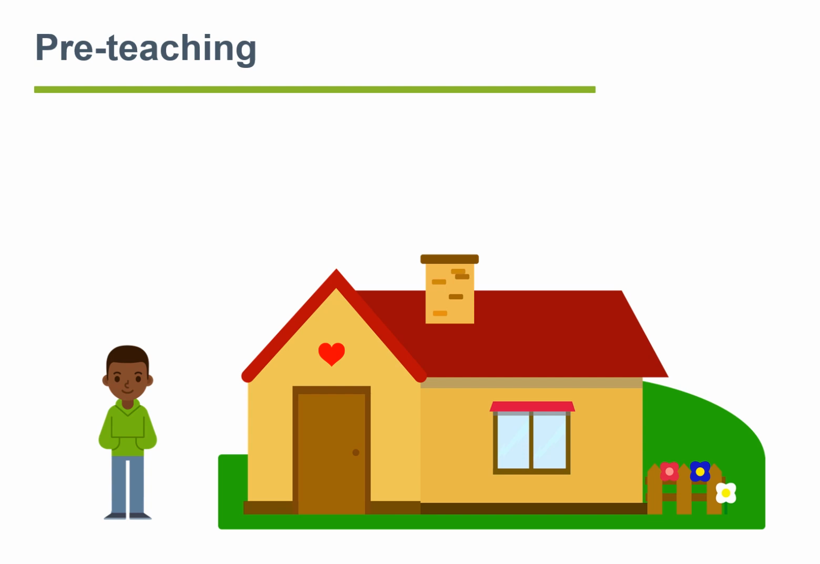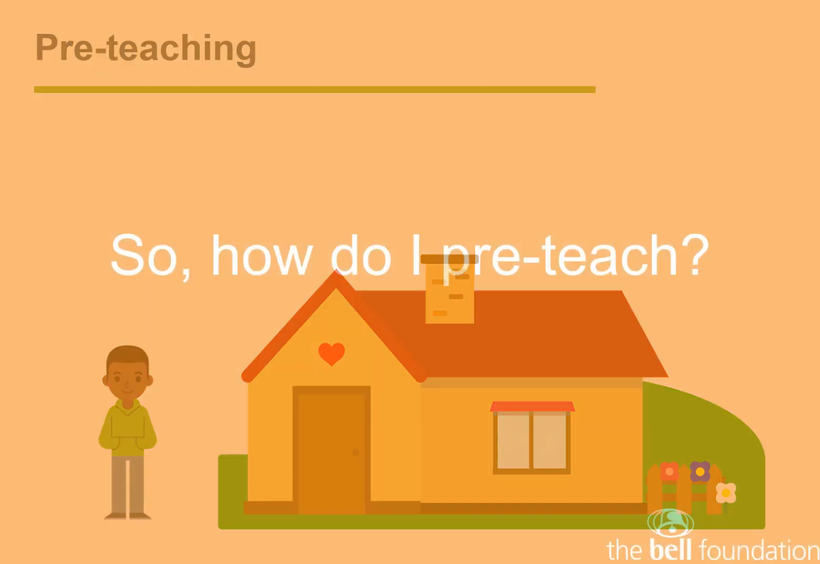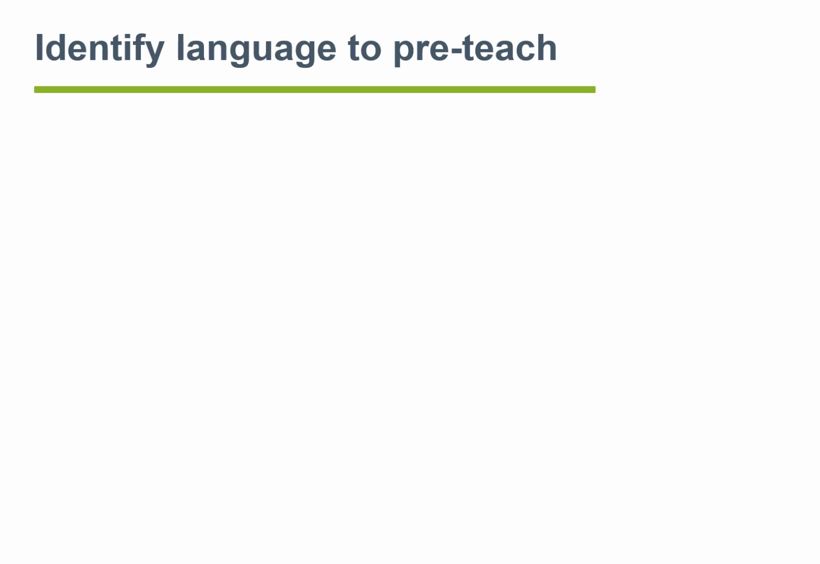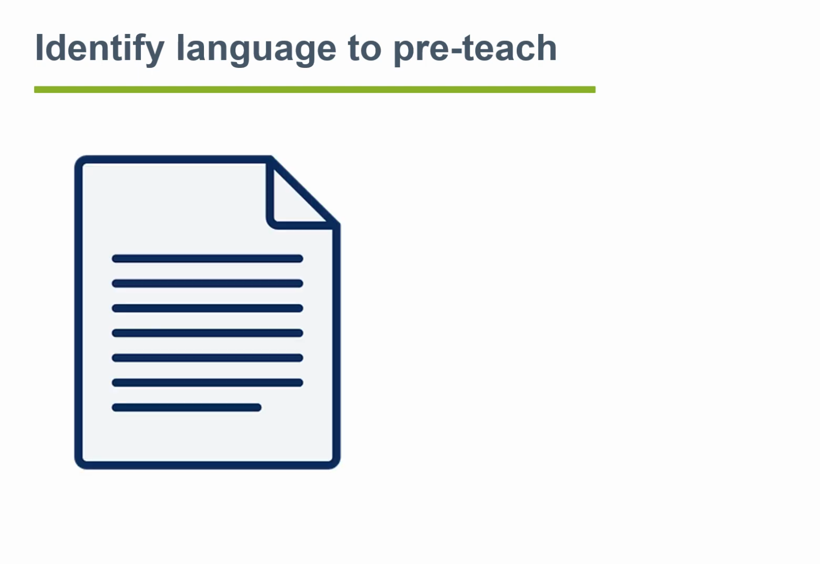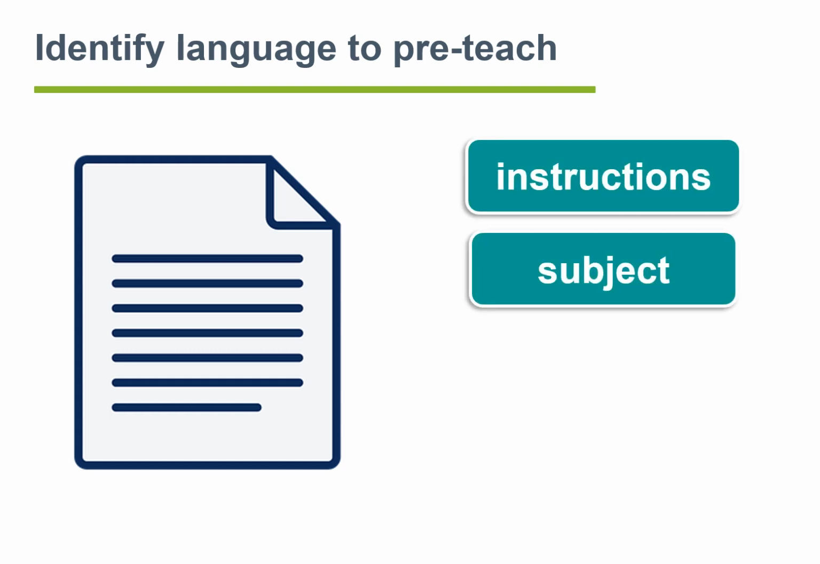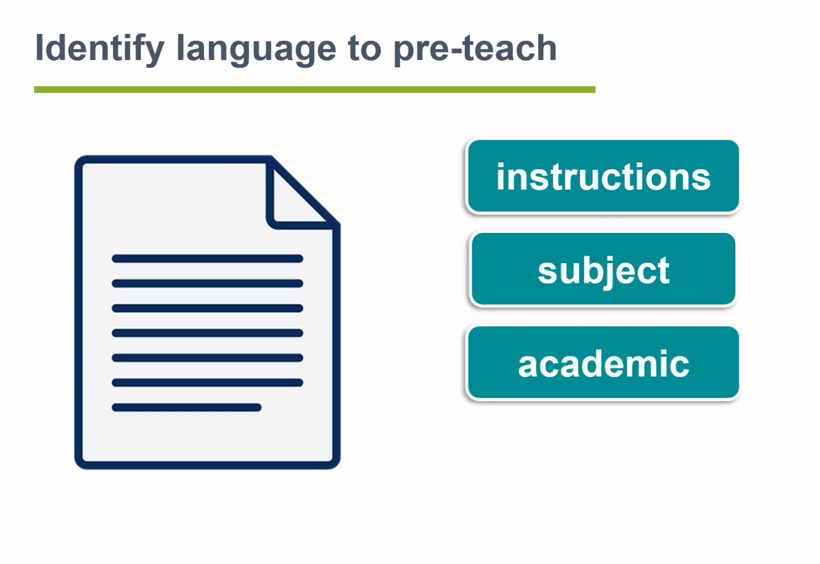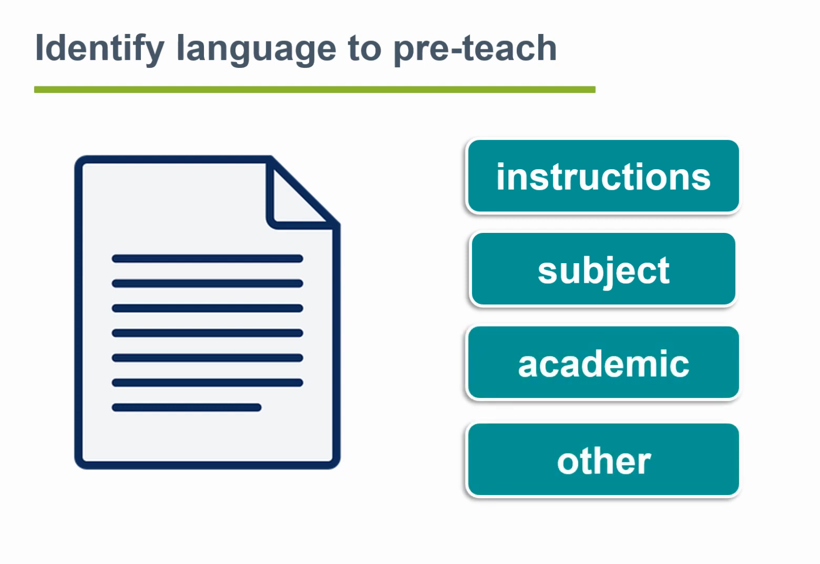In Pre-Teaching Part 1, we looked at types of language to pre-teach, and in this video, Part 2, we'll look at ways that you can do this during school closures. Firstly, you'll need to identify a list of key language from the lesson that you think your learner might have difficulty with. This list might include instructional language, subject-specific language, general academic language, or other language you think your learner is likely to not know but needs to understand in order to complete the lesson content.